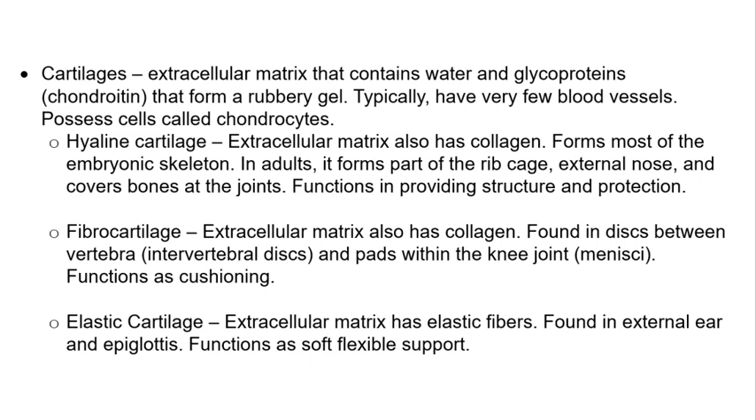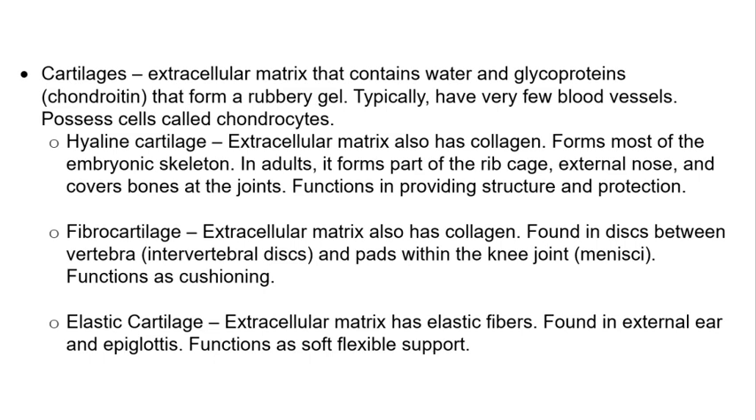We have hyaline cartilage, which possesses an extracellular matrix that has collagen fibers in it. This cartilage composes most of the embryonic skeleton. As we mature, most of the skeleton is replaced with bone tissue. We find that hyaline cartilage remains to form parts of the rib cage, forms the external nose, and in addition, it covers and protects many bones at the joints. Just like the skeleton, it is a cartilage that provides structure, support, and protection.